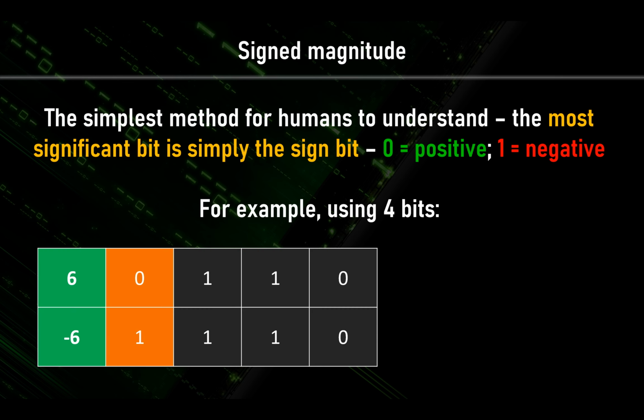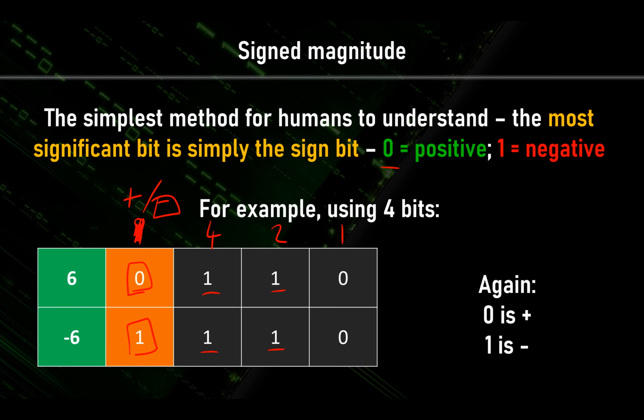For example, using 4 bits, this is value 1, this is value 2, this is value 4. Rather than having 8, we're just going to remove that 8 and make this the sign bit, either plus or minus. Like we said, 0 is positive, so if we want positive 6, we make this sign bit 0 to mean positive, then we just use the 4 and 2 to make positive 6. Likewise, if we want negative 6, again we have the 4 and the 2, but in this case we set the sign bit to 1, because 1 just means negative. Hopefully that makes sense.